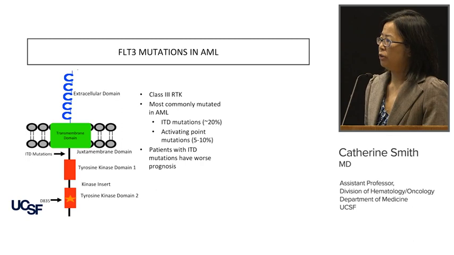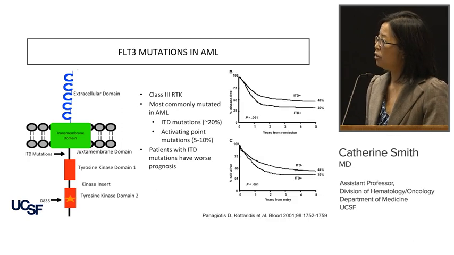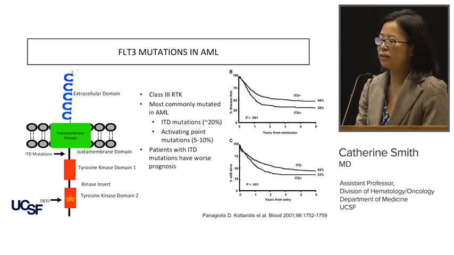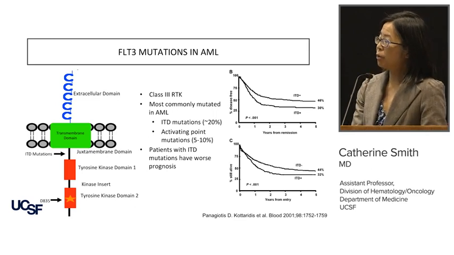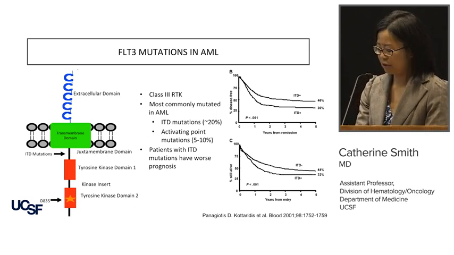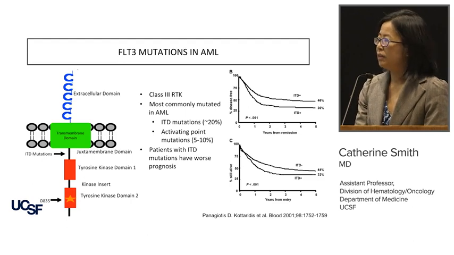It's been known for a long time, actually, that patients with ITD mutations have decreased overall survival and decreased progression-free survival. And this is largely due to increased relapse rate for this particular population of patients. So given this known propensity for poor prognosis associated with FLT3 mutations and the fact that it's the most commonly mutated gene in AML, many efforts over the years have focused on developing clinically active inhibitors of the FLT3 kinase, and a number of these have come into clinical development over the years.